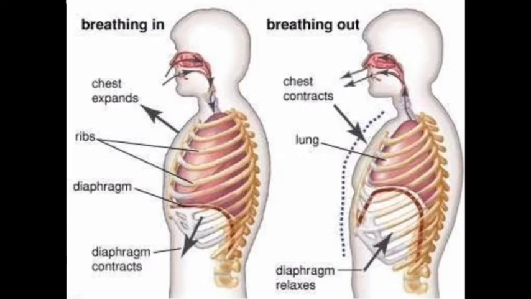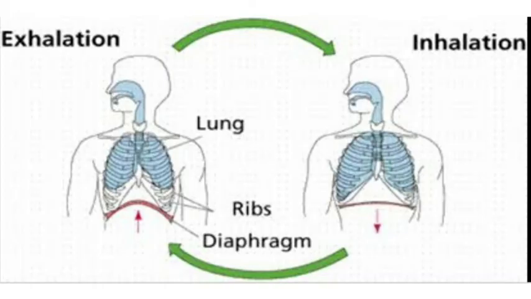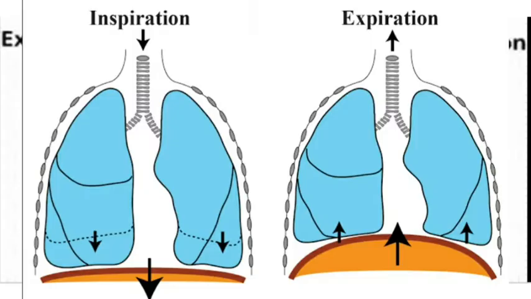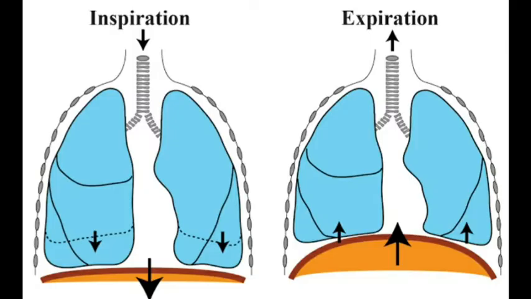When we breathe out air, the diaphragm relaxes, which results in the decrease in volume of the chest cavity. This pushes the air from the lungs into the trachea, nostril, and then out of the body. Breathing in air is called inhalation or inspiration, and breathing out of the air is called exhalation or expiration.